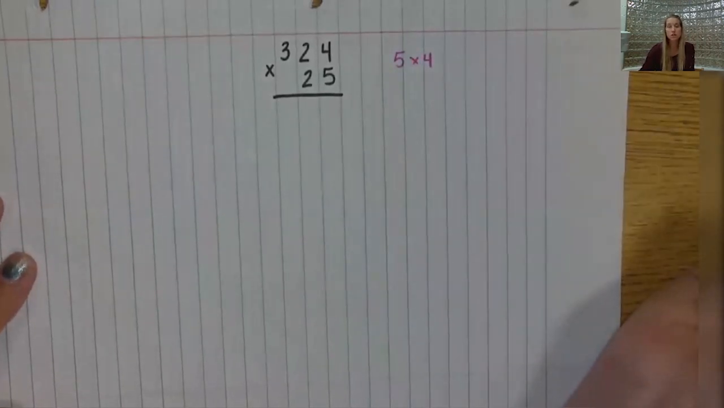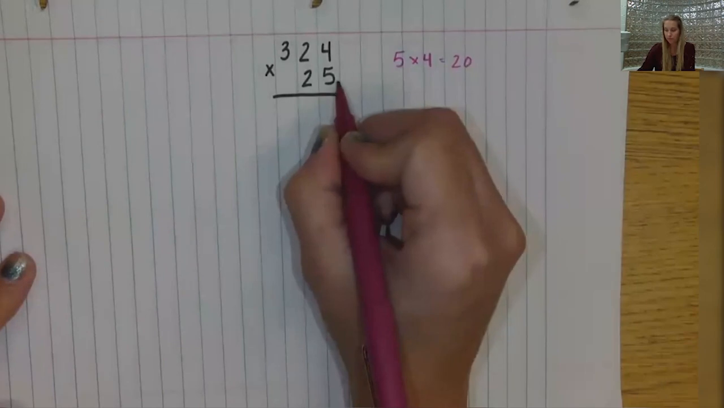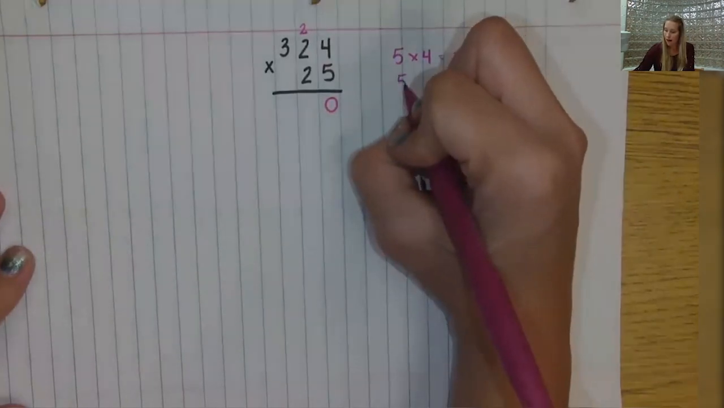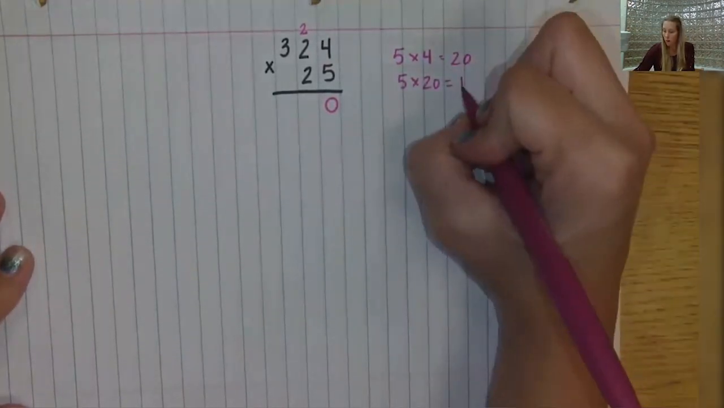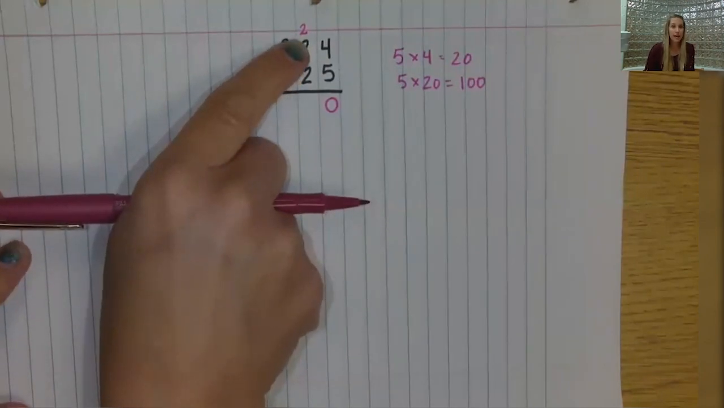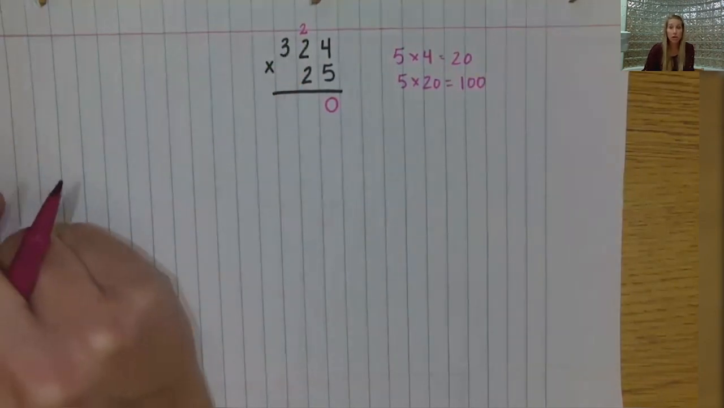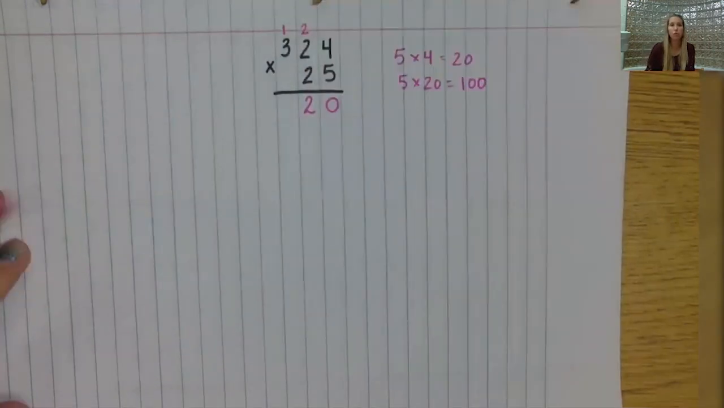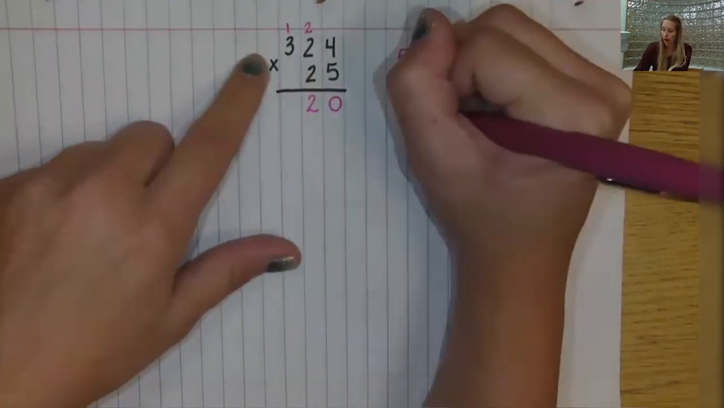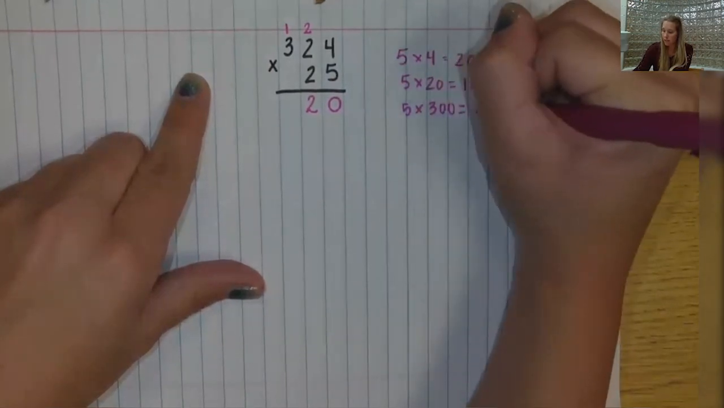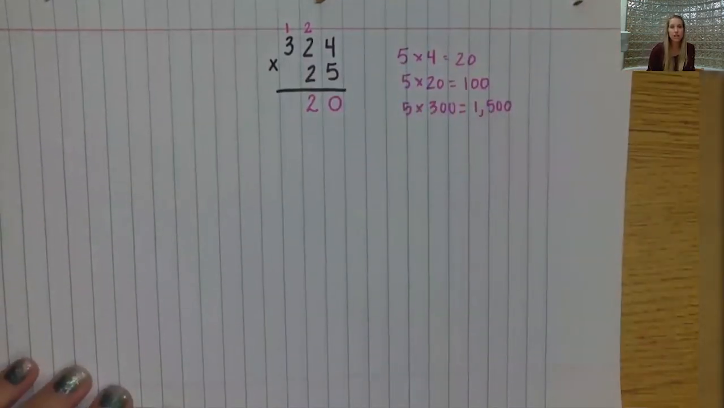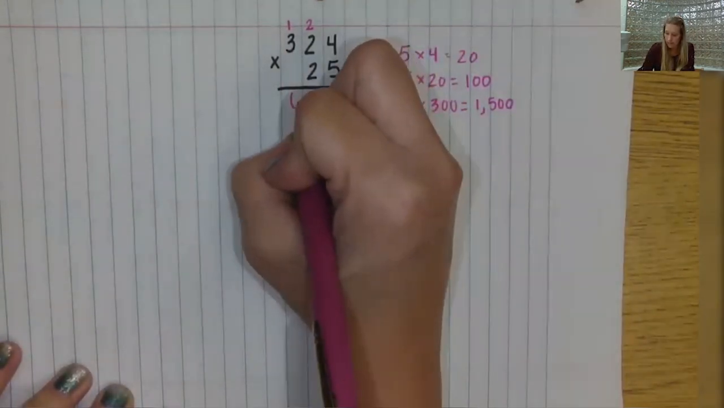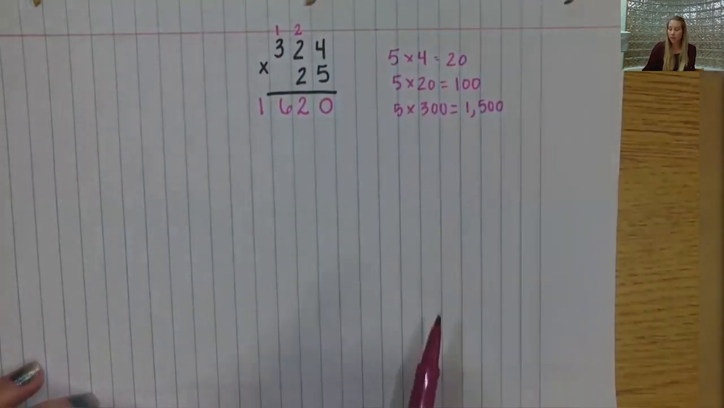5 times 4 is 20. Do you agree? And so I'm going to put a 0 in the ones place, and I'm going to regroup a 2. 5 times 20 is 100, but I need to add how many tens? 2, so 120. So I only have 20 tens, and I need to regroup a 100. Then 5 times 300 is 1,500, but I need to add an extra 100 because I regrouped it to get 1,600. Now I'm going to go to the 2.